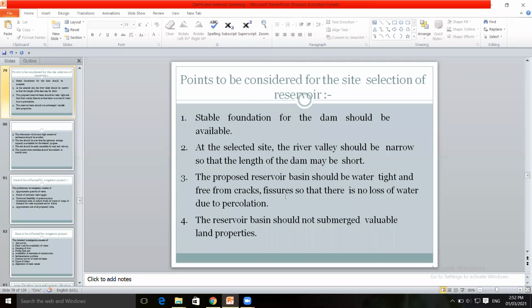Then the reservoir basin should be watertight. There should not be any cracks or fissures in the reservoir basin. There is no loss of water due to percolation. If percolation happens, what will happen? There is a decrease in the water level. Water will not be stored. If percolation or permeability is high, seepage, then there may be chances of dam failure.